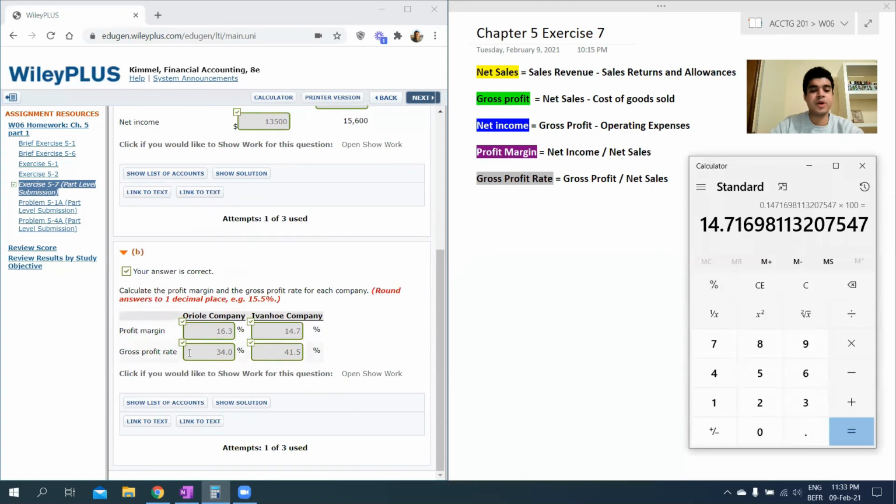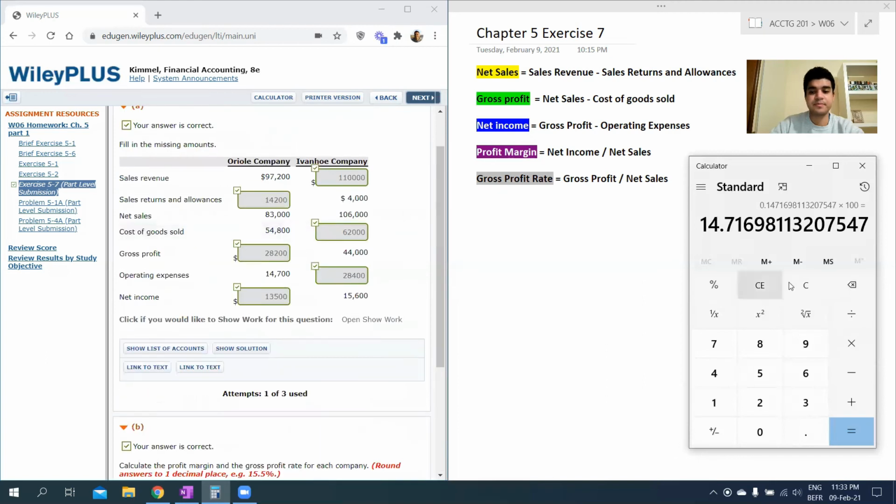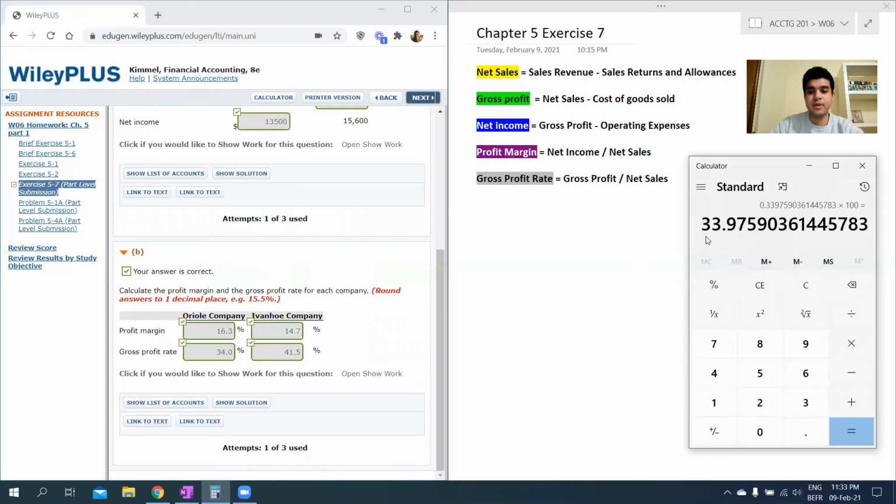Now let's calculate gross profit rate. How to calculate that? Gross profit rate equals gross profit divided by net sales. Let's do it for the Oriole Company. So gross profit, 28,200, divided by net sales, 83,000, times 100, and we got 33.9. Since it's asking us to round, we can put 34.0%.